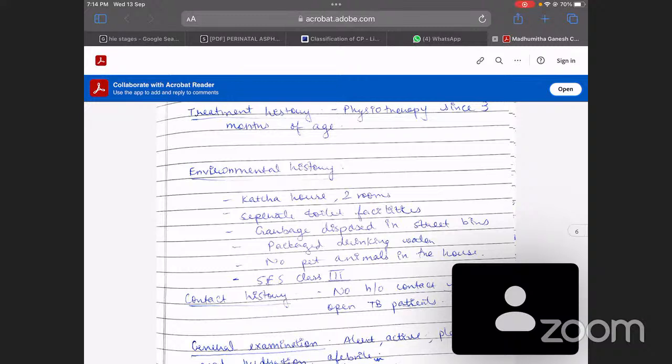And the point is, for which type of problem, for which type of contracture will you do this physiotherapy?